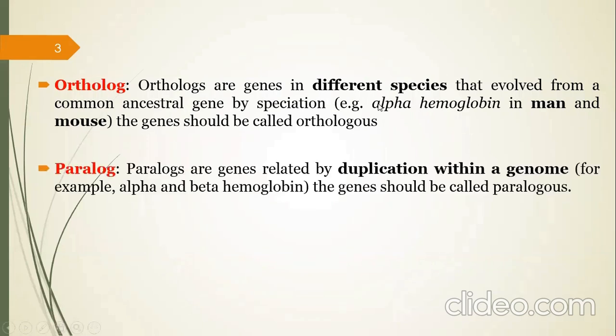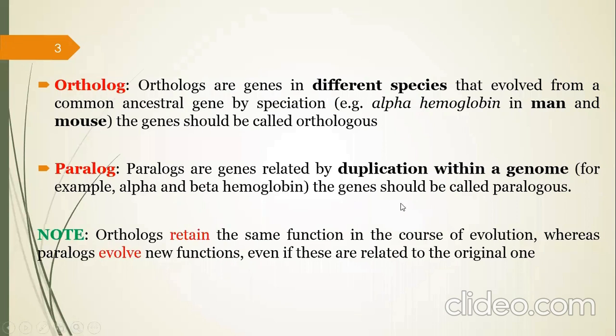And if we compare it with paralogs, paralogs are genes related by duplication within a genome. If a gene is duplicated within the same genome, that will be called paralogs. For example, alpha and beta hemoglobin. Their ancestor is the same. It gives rise to alpha hemoglobin and beta hemoglobin, two different genes with two different chains that evolve, and those genes are known as paralogs. So orthologs are the same gene in different species, and paralogs arise when a gene duplicates within the same genome. The example is alpha and beta hemoglobin in human, and alpha hemoglobin in man and mouse. And next is to retain the same function.